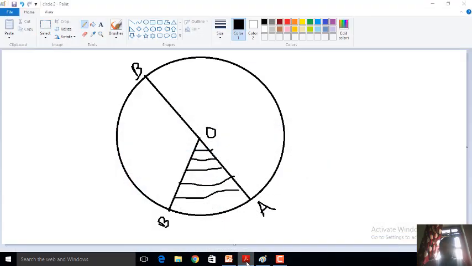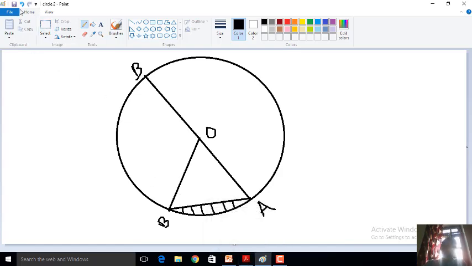And thereafter we have to name a segment. We know that if we join the end points of an arc, here A and B are the end points of arc AB, the region that we obtain, this region will be known as a segment of the circle. So this region is known as a segment of the circle.